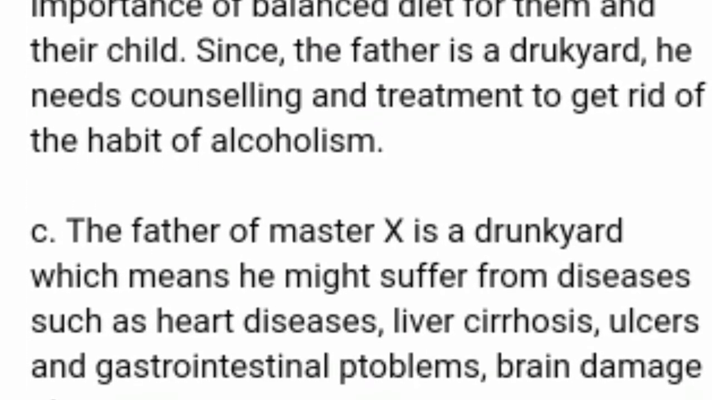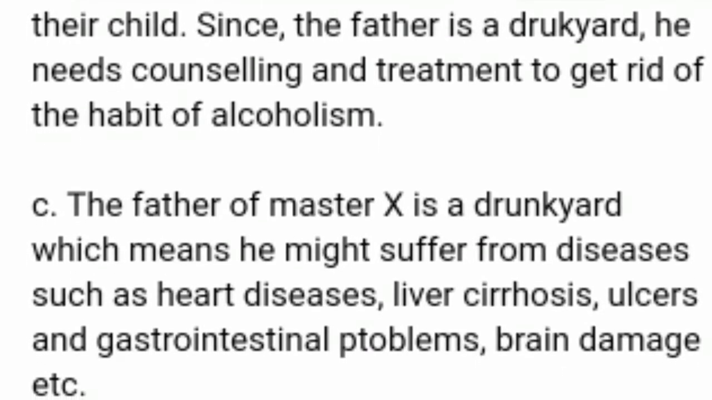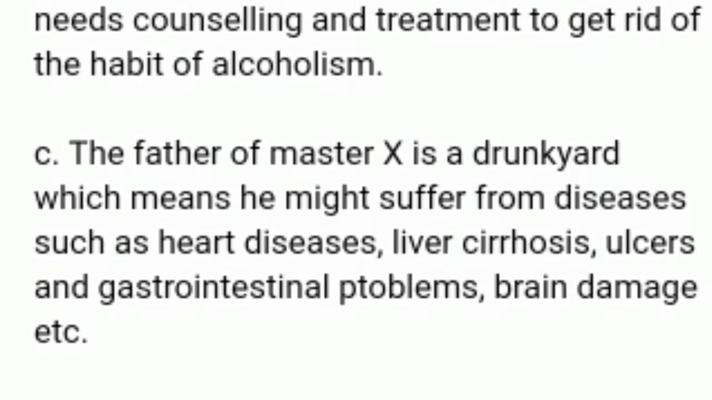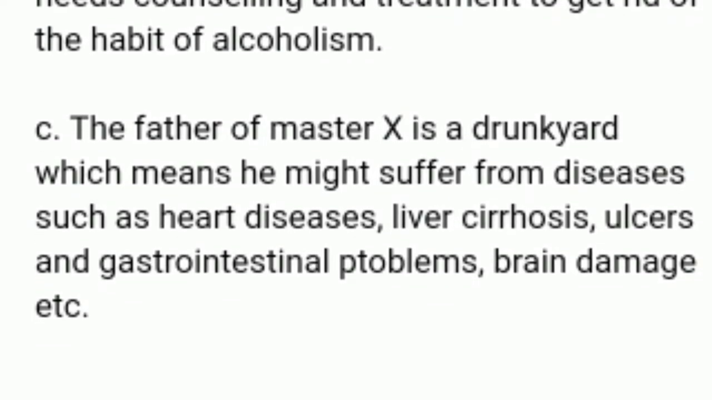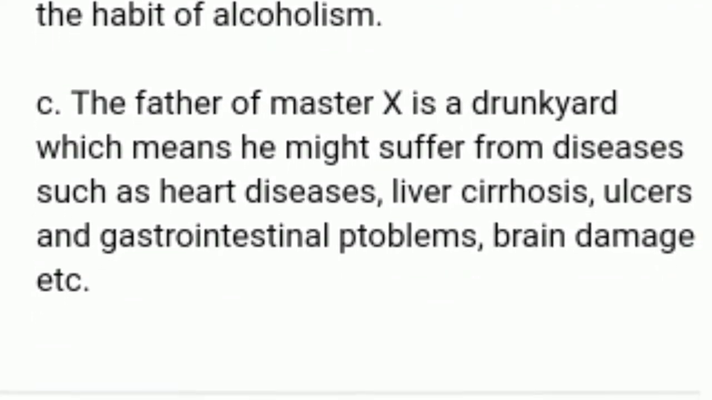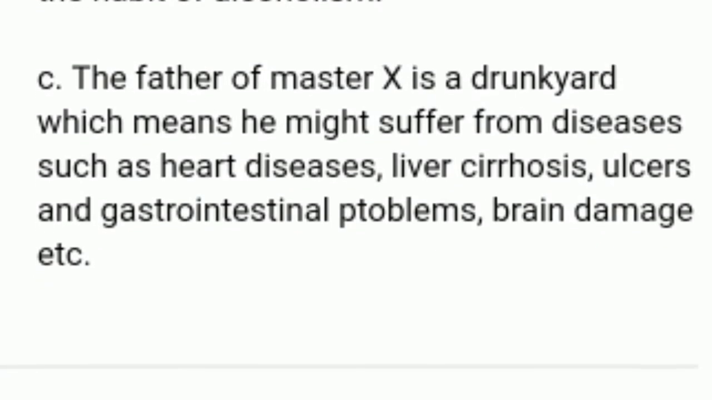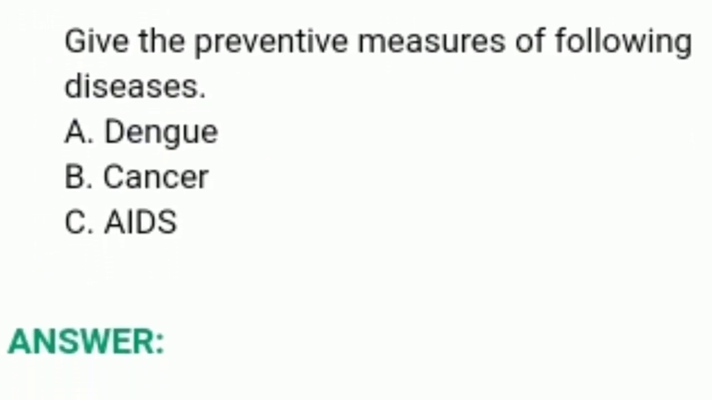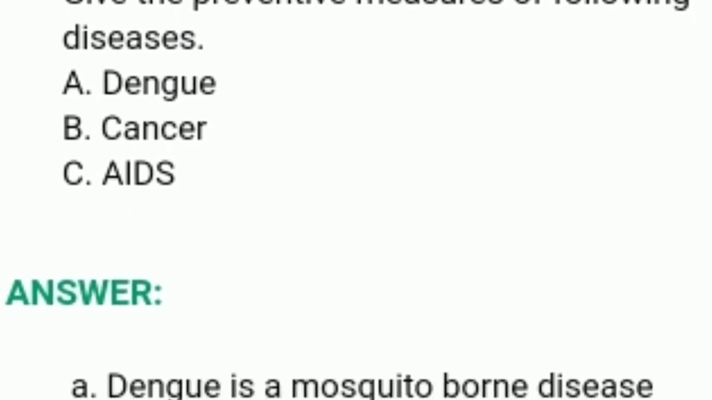C, the father of Master X is a drunkard, which means he might suffer from diseases such as heart disease, liver cirrhosis, ulcers, gastrointestinal problems, brain damage, etc. Now, question number 6. Give the prevention measures of the following diseases: first, dengue, cancer, and AIDS.